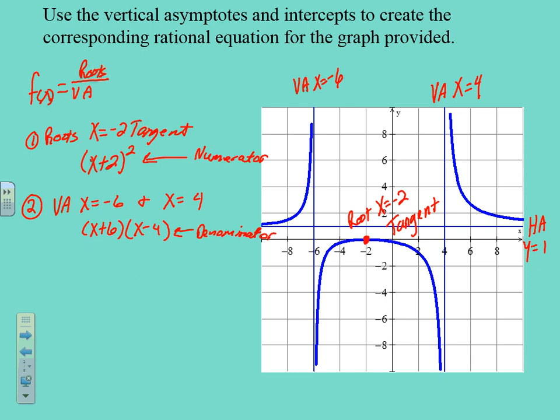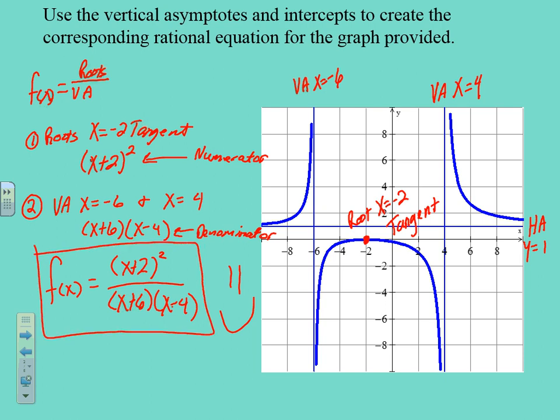And we can take those two parts and write our function, and we'll leave it in simplified form. (x plus 2) squared over (x plus 6) times (x minus 4). And here is our rational function. This would be in simplified form. If you wanted to, you could multiply everything out in the numerator and the denominator, so that both parts of the rational function would be in standard form, but it's not necessary. We'll just leave it at that point right there.